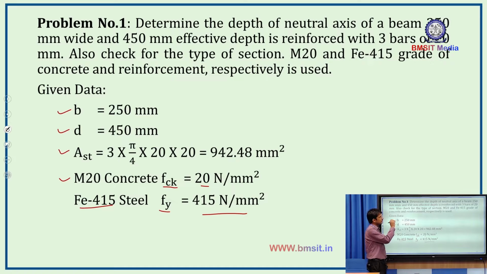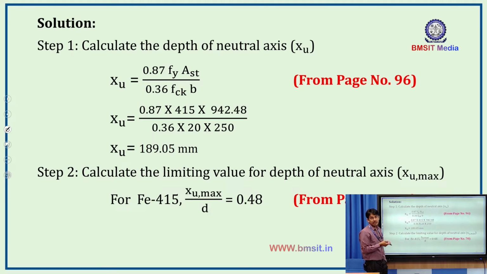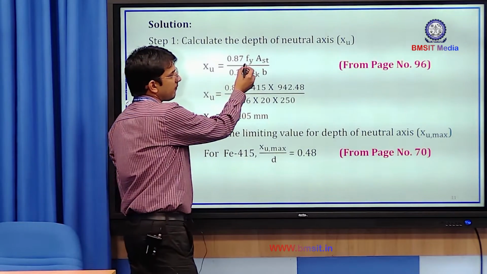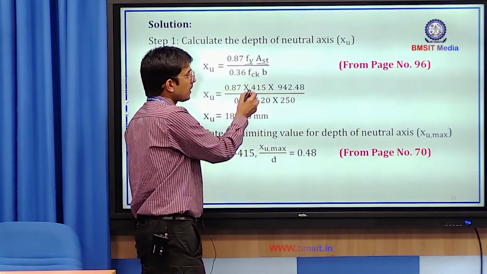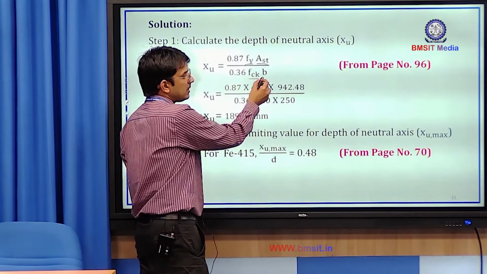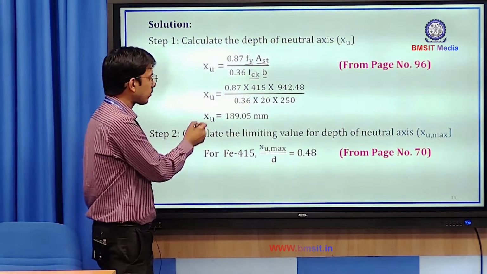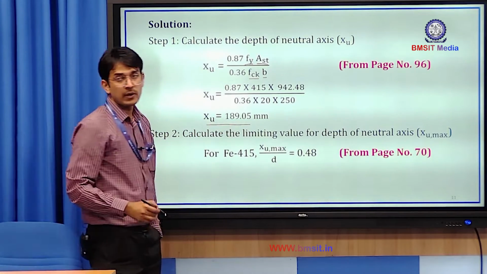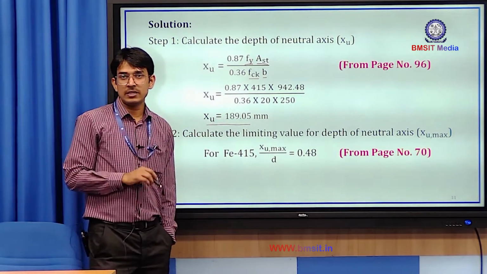Now first I have to find the depth of the neutral axis. I already know from the design steps how we can calculate it. For that we have this formula, which is also given in the code at page number 96. That is XU equals 0.87 Fy AST over 0.36 fck B. In this question we have all the values: Fy is 415, AST we have, fck is 20 Newton per mm square, and B we also have. We put in all the values and calculate, and we easily find XU equals 189.05. So this is the depth of the neutral axis.